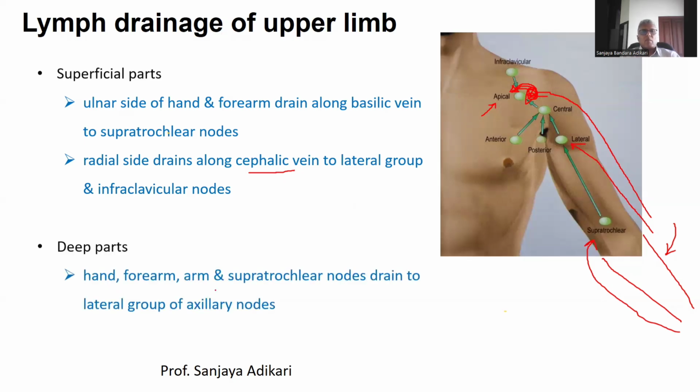Then deep lymph from the hand, forearm, and arm, and whatever lymph has gone into the supratrochlear group, they all drain into the lateral group first, then from there into the central group, apical, and goes into the thoracic duct on the left side and right lymphatic duct on the right side.